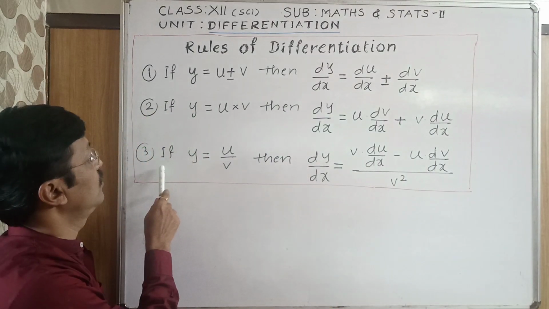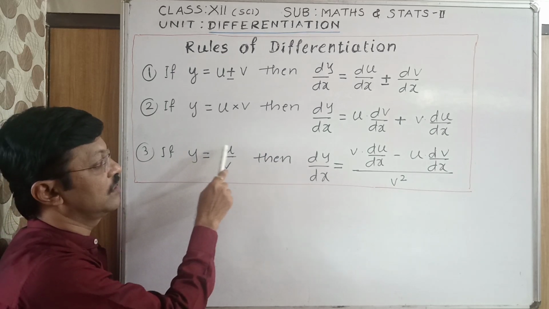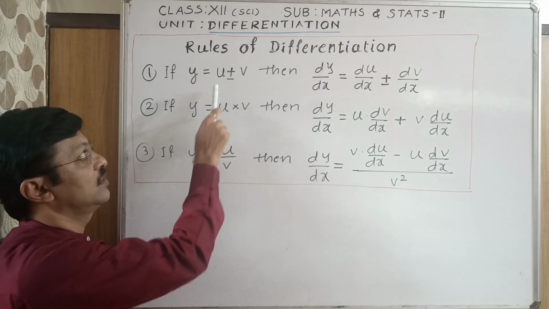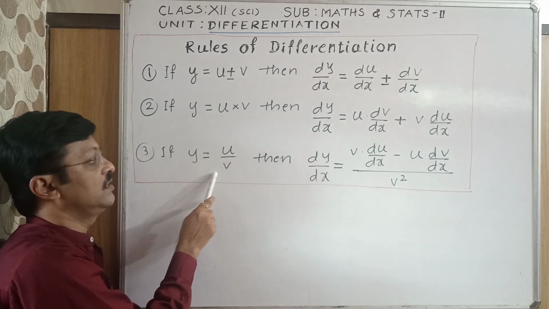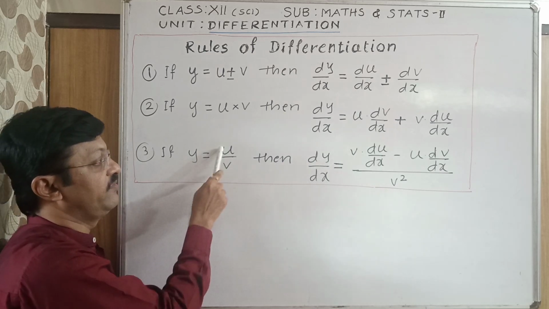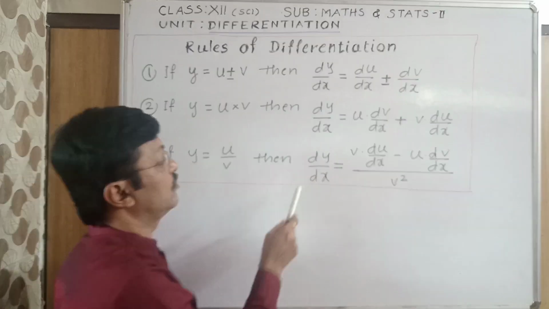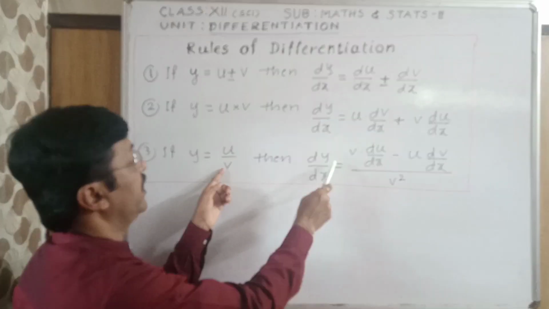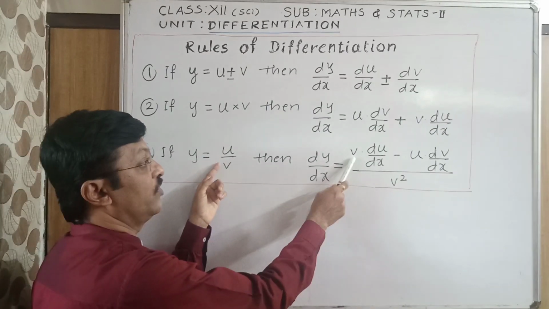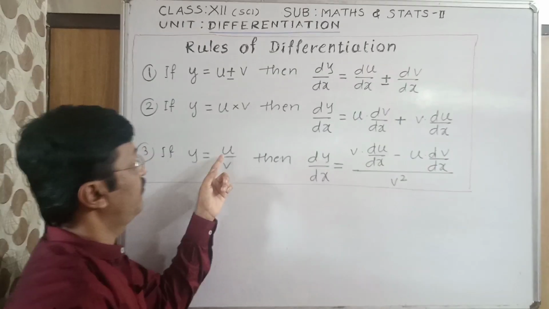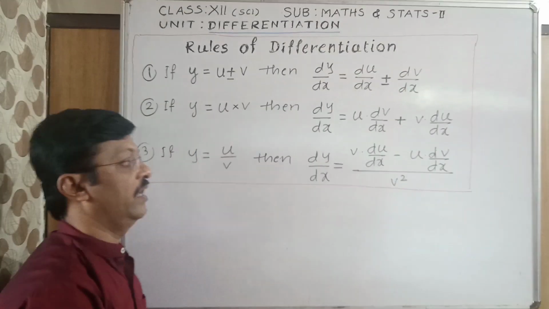Then the fourth rule is if y is equal to u upon v, meaning the quotient rule. The previous one is called the product rule. So this is called sum rule, difference rule, product rule, and then this is the quotient rule. In this quotient rule, y is equal to u upon v, the division of two functions. Then dy by dx is equal to v into du by dx, second function into derivative of first, minus first function u into derivative of second dv by dx, and the whole is divided by the second function squared.